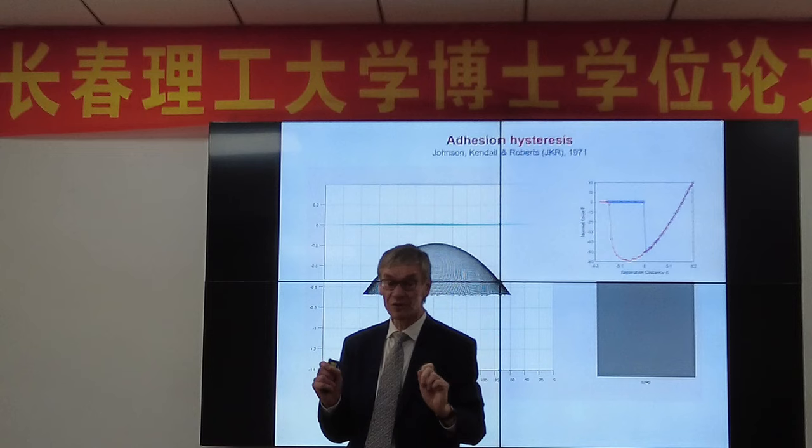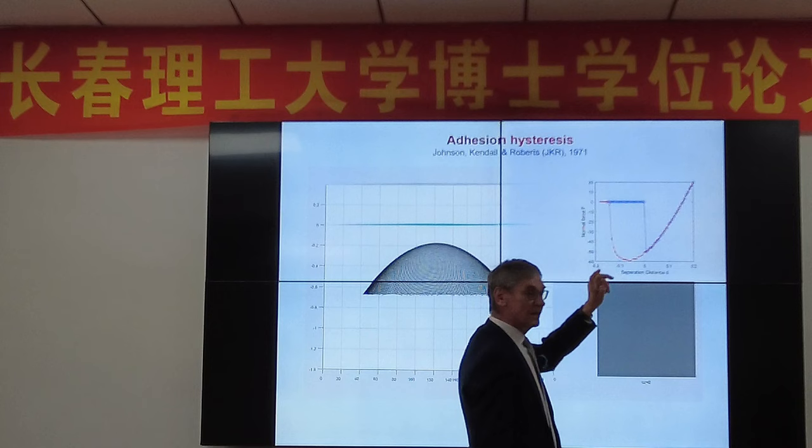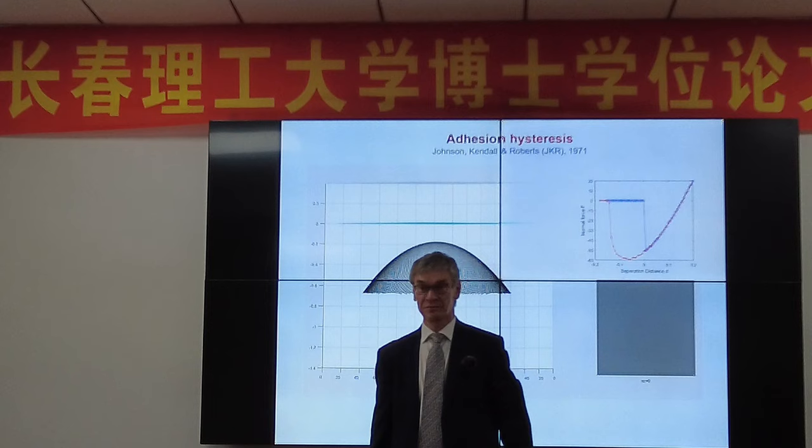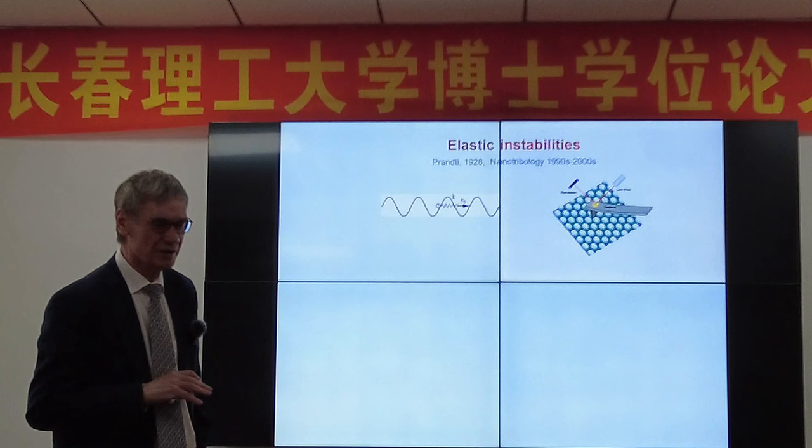One can show that all the energy which is dissipated in the cycle, enclosed by this area, is dissipated only by these two jumps, only during jumps. Energy dissipation is always due to jumps. Now I come to the jumps. I would like to discuss jumps and then come back to the adhesive contacts.